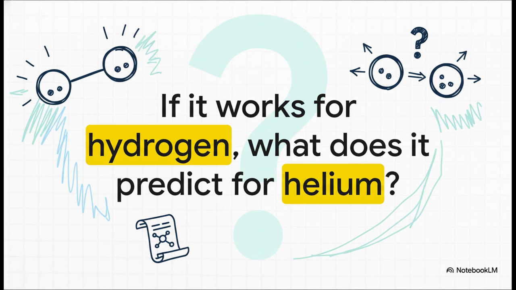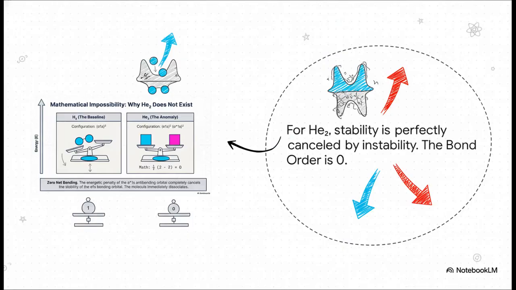Helium. What does the blueprint predict for a hypothetical He2 molecule? This picture really tells the whole story. A helium atom has 2 electrons, so 2 of them together have 4. The first 2 fill up that nice, stable sigma bonding orbital, just like in hydrogen. But the next 2 have nowhere else to go but up, into that high-energy, destabilizing sigma star antibonding orbital.